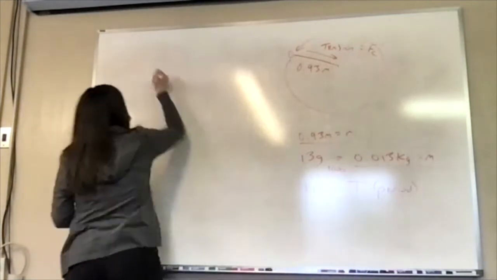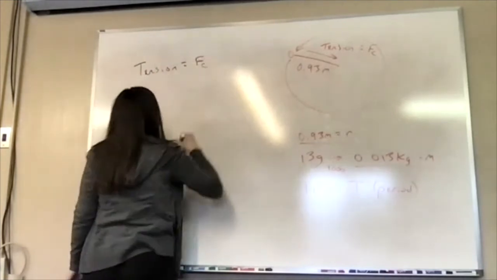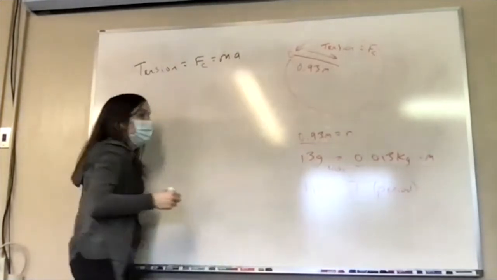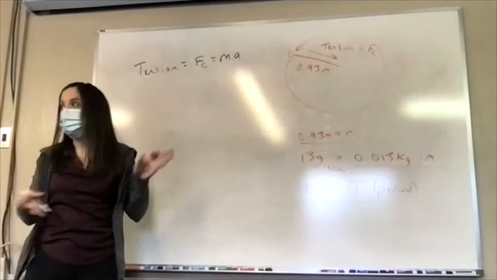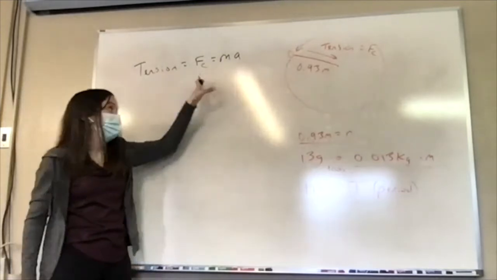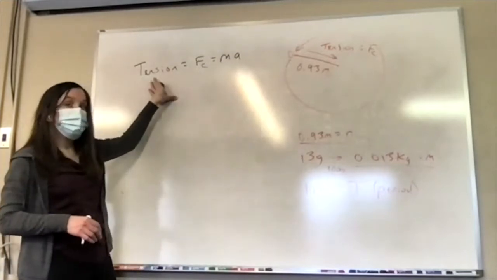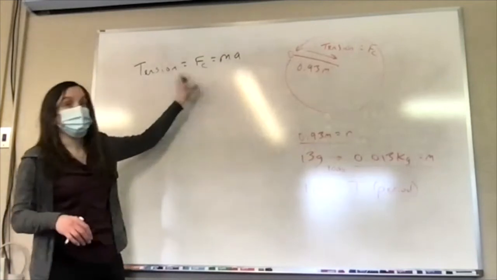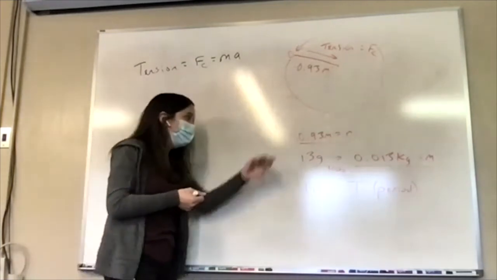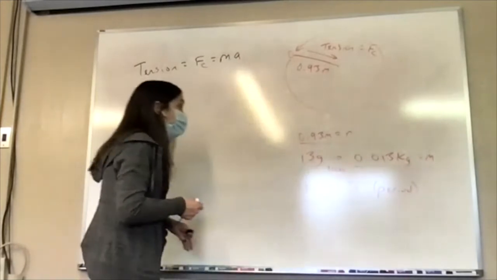Okay, so we know that tension is equal to centripetal force. What we also know is that force is equal to mass times acceleration. So that's true for anything, Newton's second law of motion. So we can apply Newton's second law of motion to any situation where we have force. So we're trying to find tension. So if we find centripetal force, we have found tension. What do we have so far? We have the radius, we have the mass, we have the period.